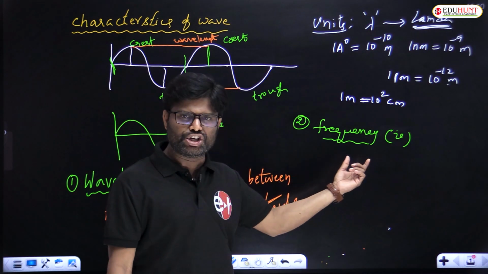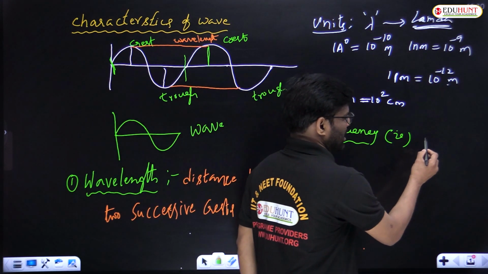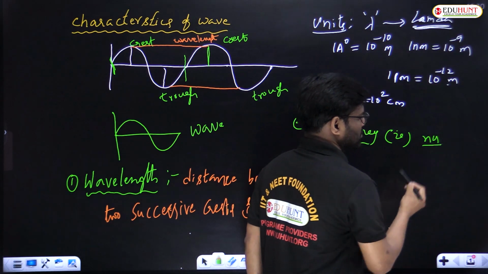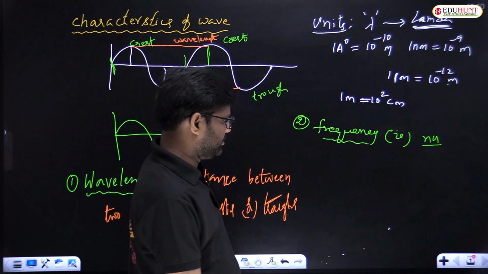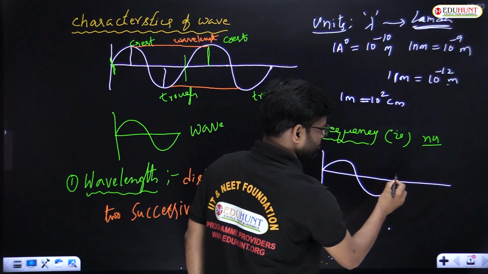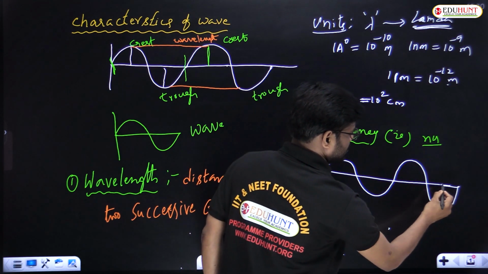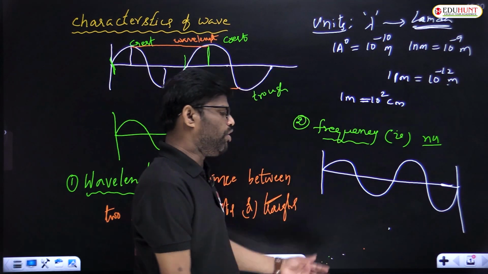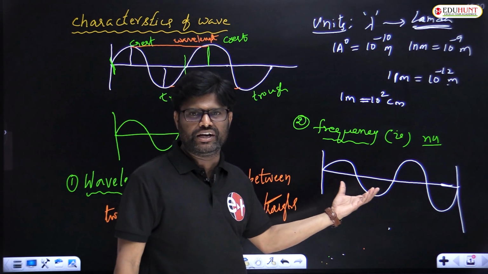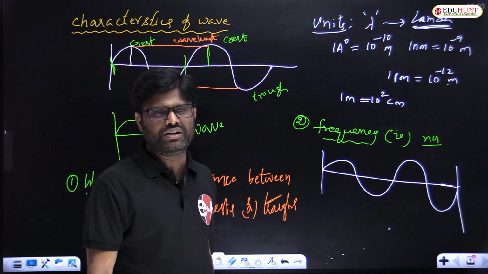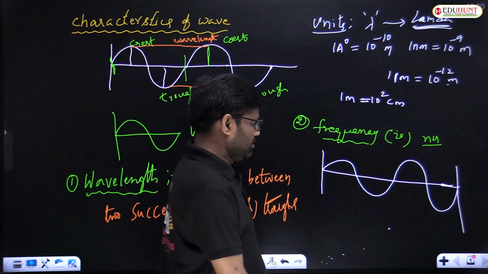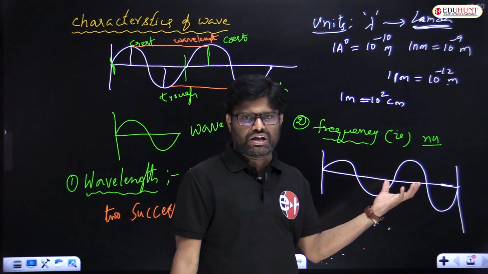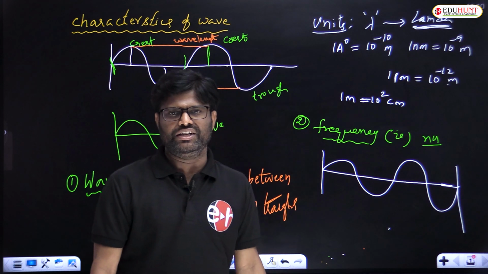So frequency is denoted by nu. It is a Greek letter, this is nu. Number of waves passing through a particular point: 1 wave, 2 waves. How many waves pass through a particular point in 1 second is called as what? Frequency, nu. So here at a particular point 2 waves are formed, that is called frequency.